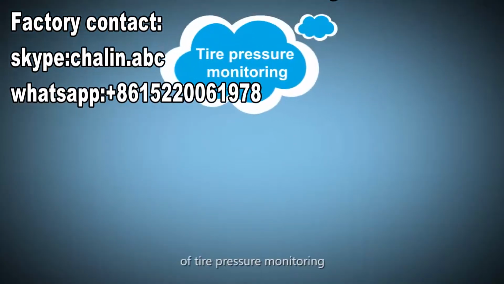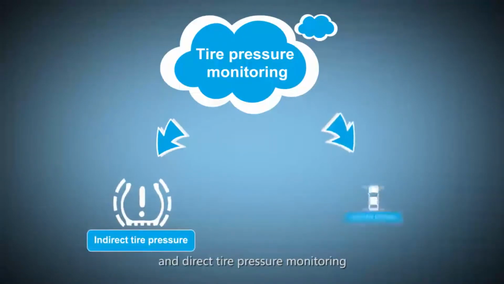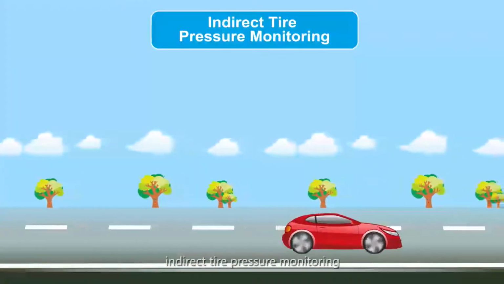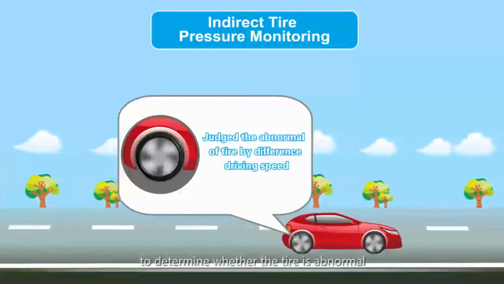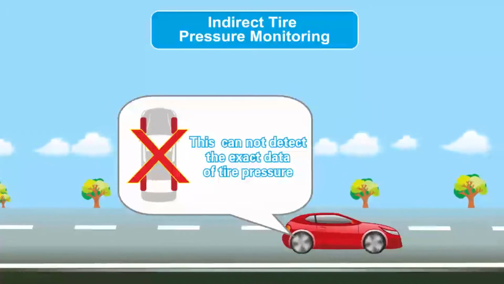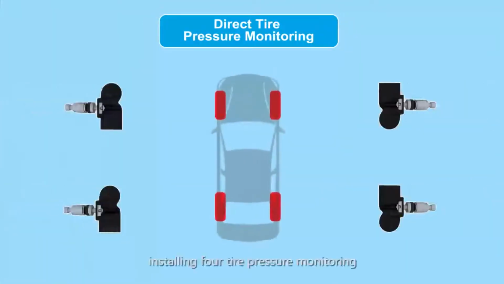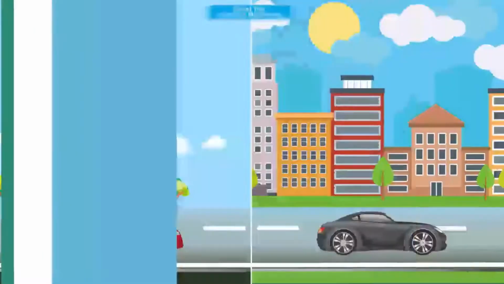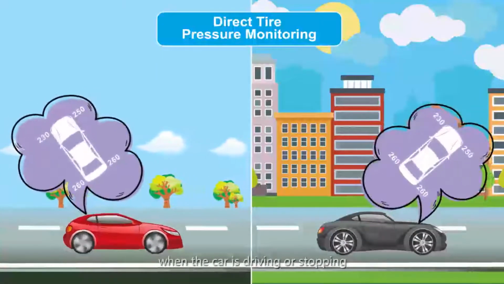There are two types of tire pressure monitoring: indirect tire pressure monitoring and direct tire pressure monitoring. Indirect tire pressure monitoring determines whether the tire is abnormal through the tire speed difference, but this cannot detect the exact data of tire pressure. Direct tire pressure monitoring installs 4 tire pressure monitoring sensors inside the tires to detect the tire pressure and temperature when the car is driving or stopping.